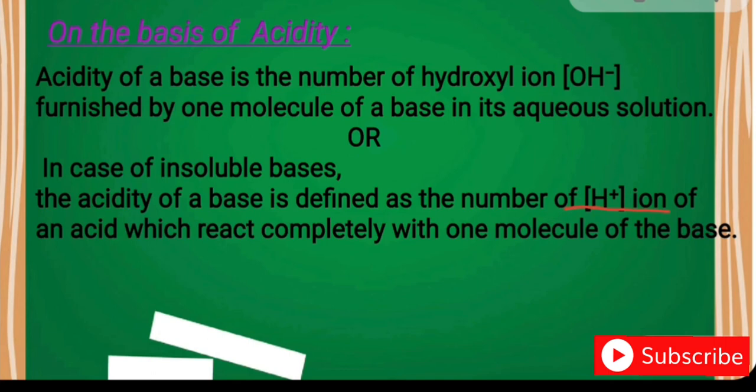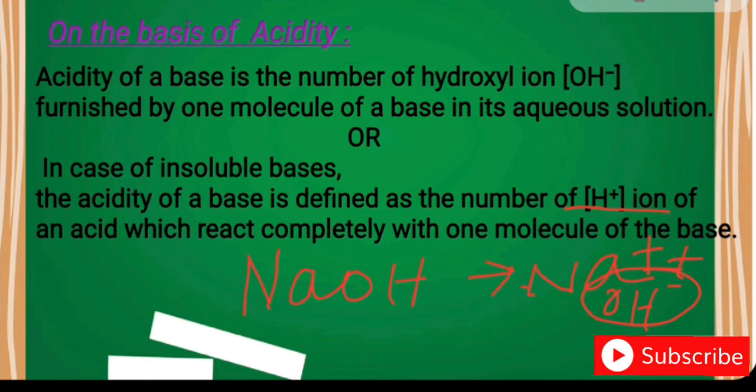For example, take sodium hydroxide. When we put sodium hydroxide in water, what will happen? The sodium hydroxide dissociates to produce Na plus ion and OH minus ion. As it produces Na plus ion and OH minus ion, the number of OH minus ions furnished is 1. So acidity is 1 here.